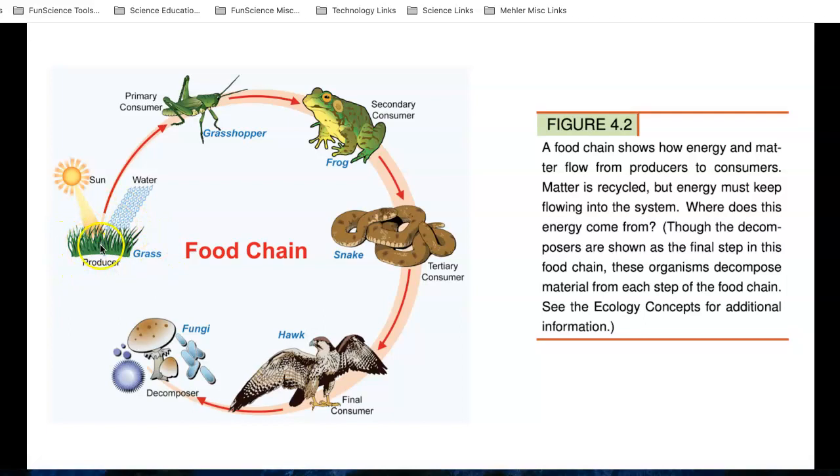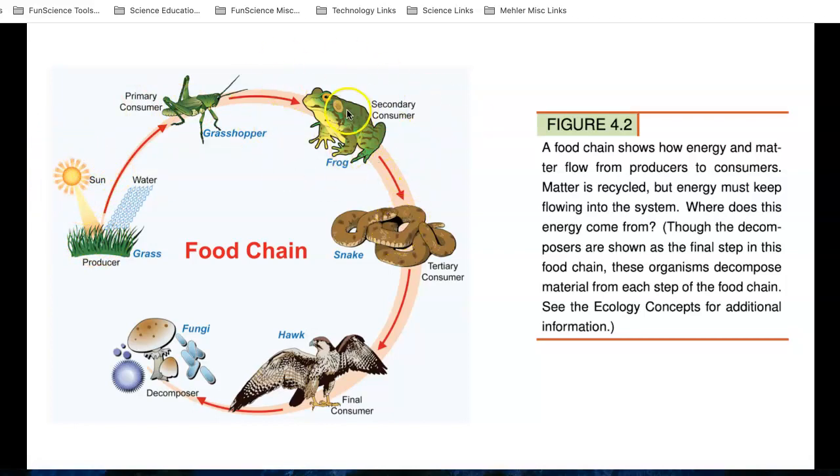So this grass is taking sunlight, water, and carbon dioxide from the air and creating grass, but it's also making an energy-rich molecule called glucose. And this primary consumer, this grasshopper, will eat the grass and get energy for its life from this glucose, ultimately from the sun. This frog, which is a secondary consumer, will eat the grasshopper, which ate the grass, which got its energy from the sunlight. That's how it powers its body.